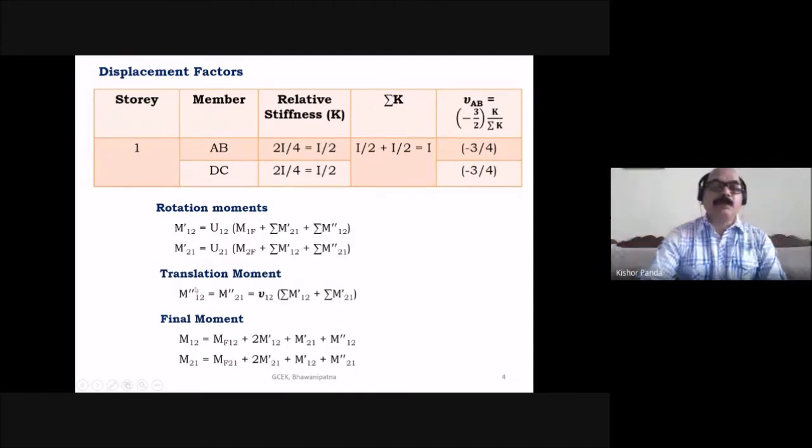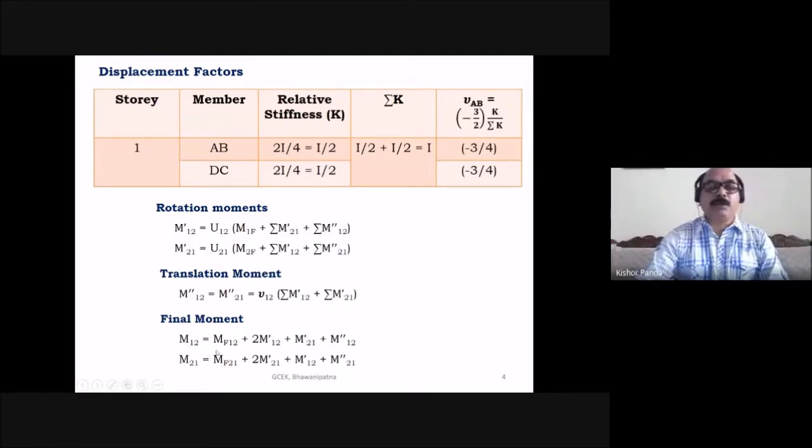Then the translation moment for vertical members: you can find M''12 or M''21 equal to displacement factor or translation factor into the sum of the M'12 plus sum of the M'21. That means the sum of the rotational moment of the top end and the sum of the rotational moment of the bottom end of the vertical members. Then after getting this translation moment, in cyclic manner you have to find rotation, translation: first cycle, second cycle, third, fourth. Then when you get the same value, you have to stop. Then you can find the final moment.